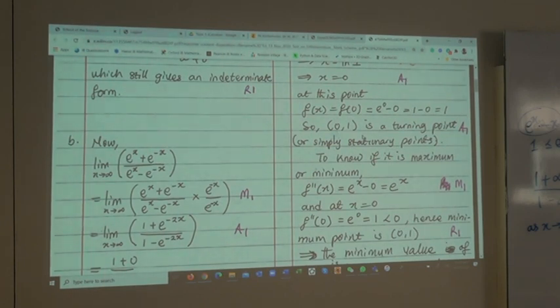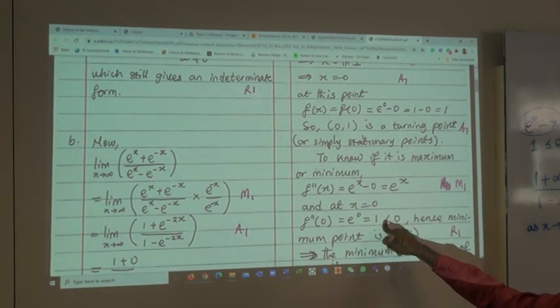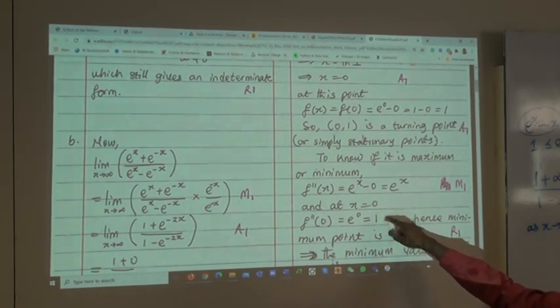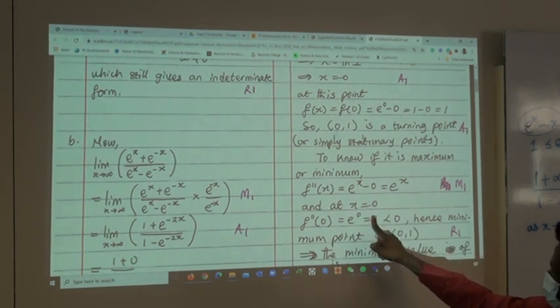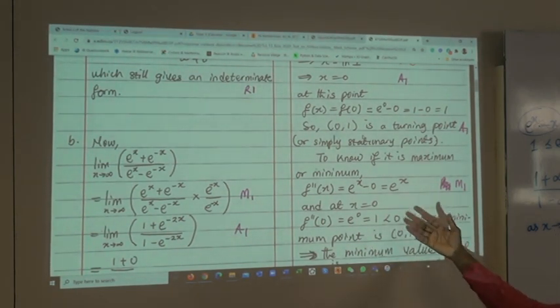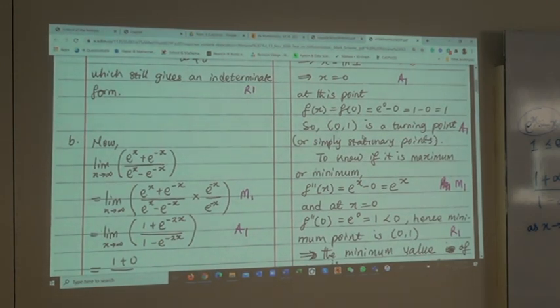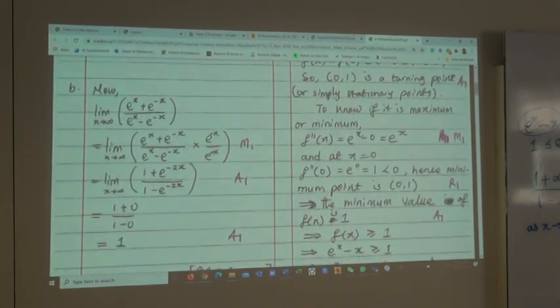Because if the second derivative is positive, I should say greater than 0, sorry, not less than 0. Okay? I should say greater than 0. I will scan this page and upload the updated file. So, because the second derivative is positive, this is a proof that it is indeed a minimum point.